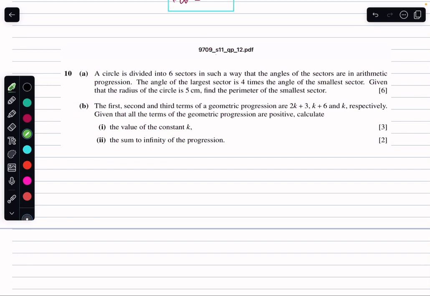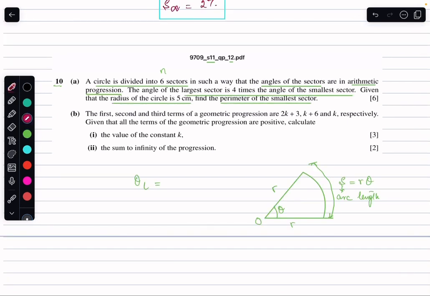This question here is from May-June 2011, variant 2, paper 1, and it's question number 10 here. The question says a circle is divided into 6 sectors in such a way that the angles of the sectors are in arithmetic progression. Since it's divided into 6 sectors, that means we have the n value, which is 6, and obviously the angles are in arithmetic progression. Let's start the solution here.